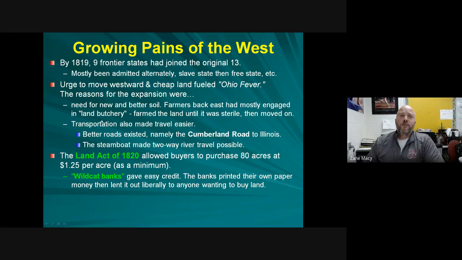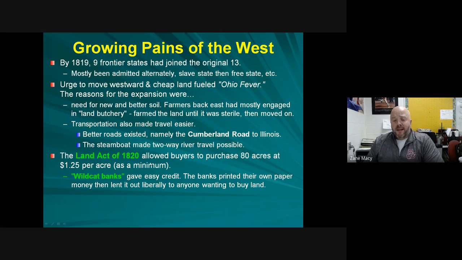As improvements to roads, canals, things like that take place, travel is going to be easier. Steamboats: by the early 1800s, the steamboat had come into use, so that makes two-way river travel possible, because before the steamboat, you basically traveled downstream. You just rode the current. With a steamboat, with a steam-powered engine, they could actually go upstream, relatively easily.